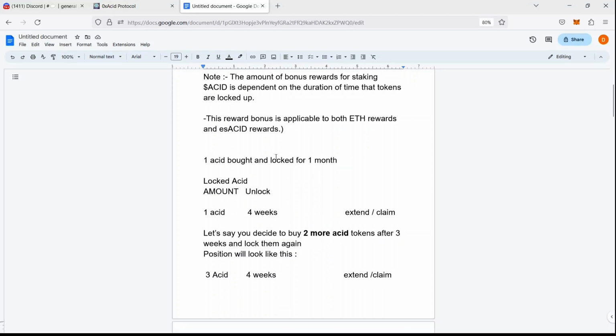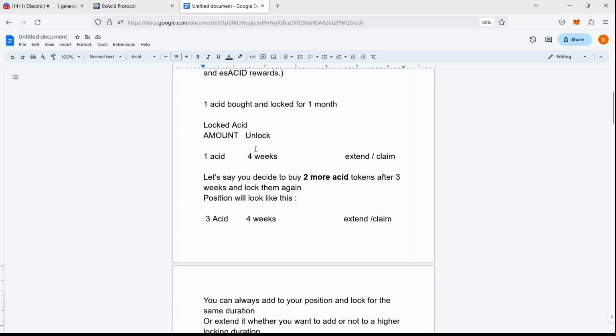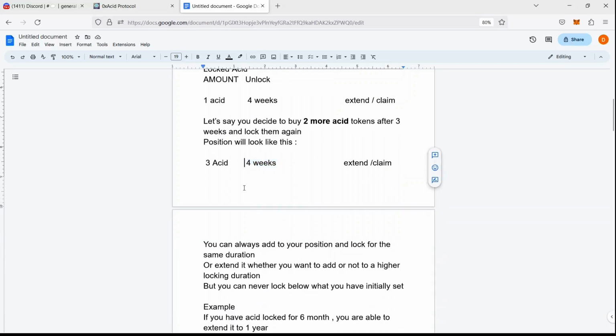One asset that I have bought and locked for 1 month. My dashboard will look like this. One asset, which is the amount I have locked, 4 weeks before I am able to claim them. And now I have decided to buy more, and this time I have bought two more assets. And after 3 weeks, I will lock them again. Position now will look like this. 3 assets will be unlocked in 4 weeks. So I have reset the timer while adding to my previous position.